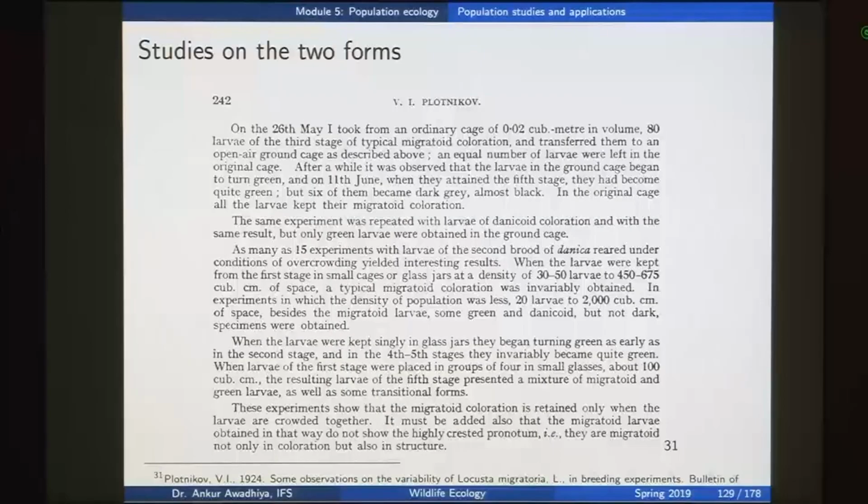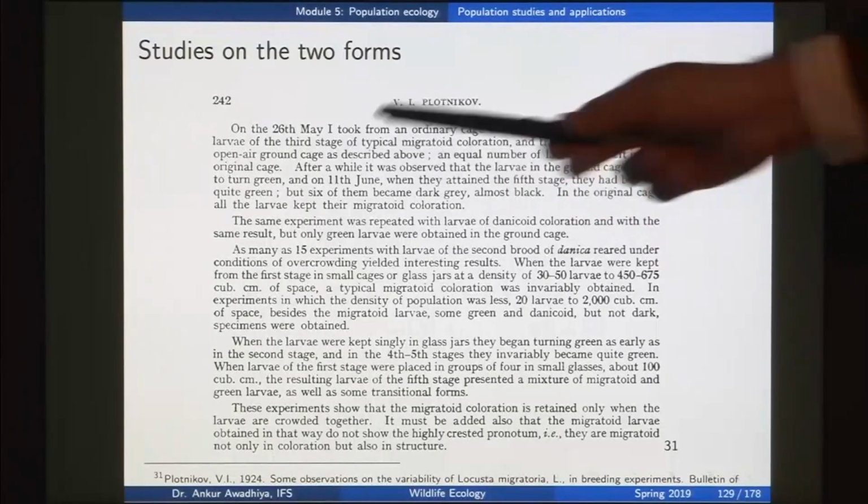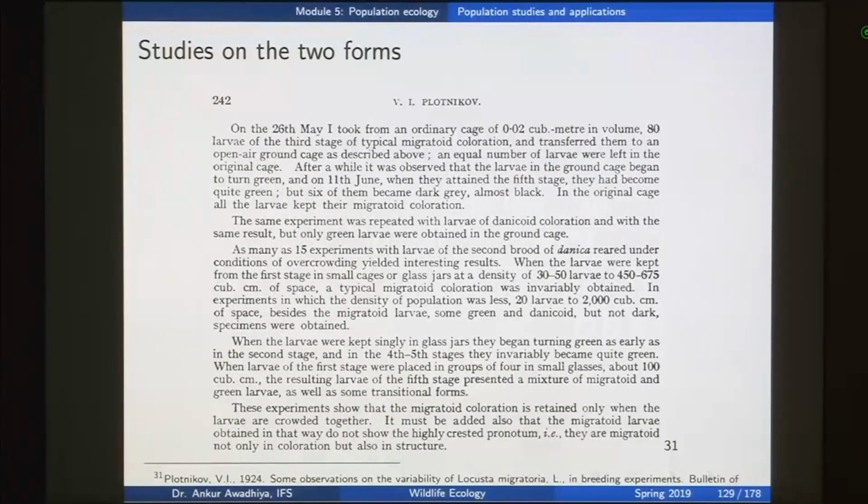So, he describes the cage, so that is not very important, but then he says that after a while it was observed that the larvae in the ground cage began to turn green, and on the 11th of June they attained the 5th stage. They had become quite green, but 6 of them became dark grey, almost black. In the original cage all the larvae kept their migratoid coloration. So, essentially when you are keeping these larvae in different densities, then you are seeing that there are some larvae that are changing their colors.